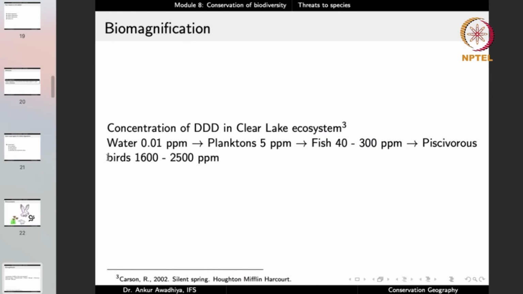So this is an example of biomagnification in the Clear Lake ecosystem. This is a lake, and the scientists were looking at the concentration of DDD, and in the water it was 0.01 ppm, parts per million. In planktons it was 5 ppm, in fishes it was 40 to 300 ppm, and in fish-eating birds or piscivorous birds it was 1600 to 2500 ppm. The concentration increases as we move up the food chain, and this impacts a large number of species, especially on the upper echelons of the food chains.